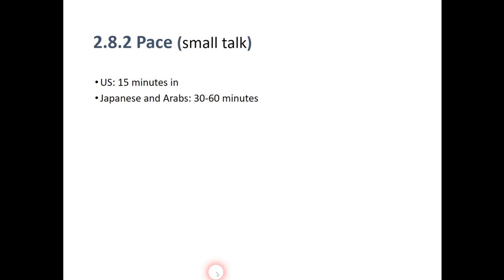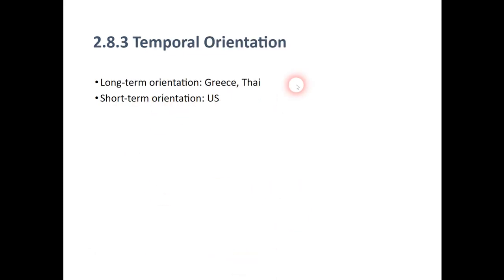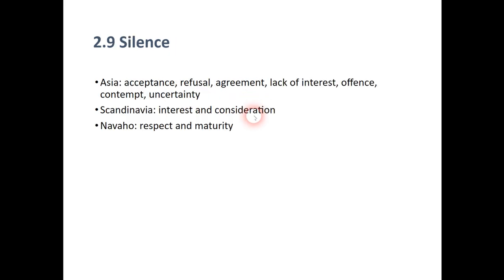And also, pace means the speed of your talk or the tempo of your talk. The small talk in the US is usually 15 minutes. But the Japanese and the Arabs are a bit longer. I'm not sure about the Thai. I think the Thai would be like 20 minutes. Then temporal orientation, long-term or short-term orientation, like the Thai or the US.